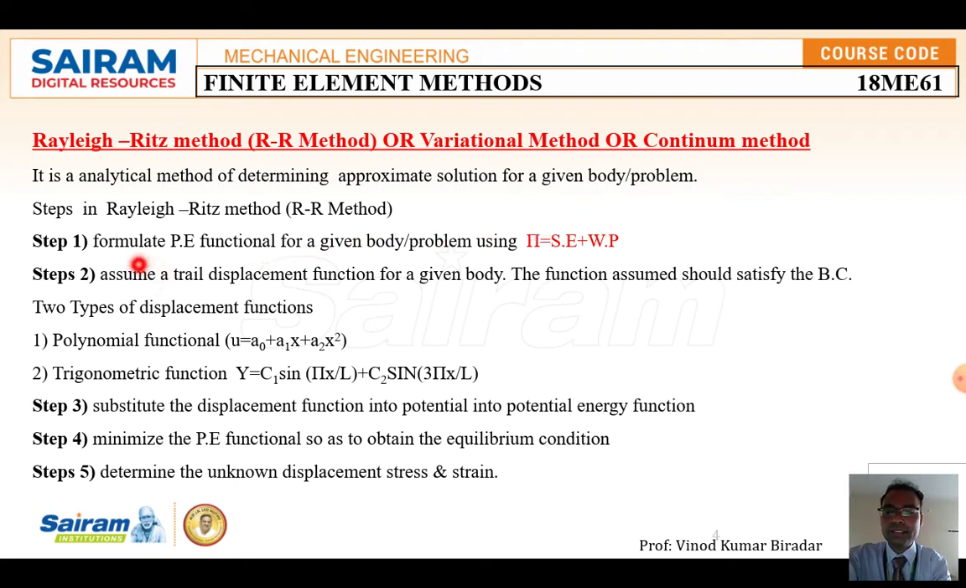The second step is to assume the trial displacement function for the given problem, and the function should satisfy the boundary conditions. We can use a polynomial function or a trigonometric function, but many times we use only the polynomial function. Step 3 is to substitute the displacement function into the potential energy function. Then you differentiate, that is, minimize the potential function so as to obtain the equilibrium equation. Then you get the unknown displacement, stress and strain. These 5 steps you have to remember while solving the problem.